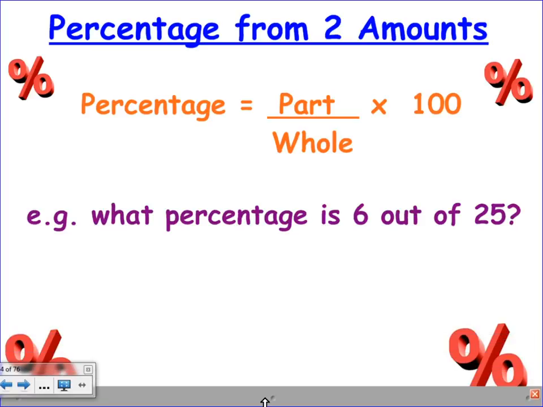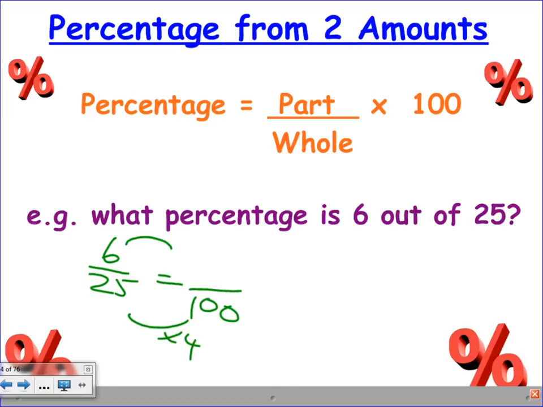So percentage, whatever I'm interested in divided by the whole thing. So in our case, the number of blokes divided by the total number in the class. Okay. So here, an example. What percent is 6 out of 25? So exactly the same as we've just done. 6 over 25 is something over 100. Times by 4. Times by 4. 24 over 100. Where do you get the 4 from?